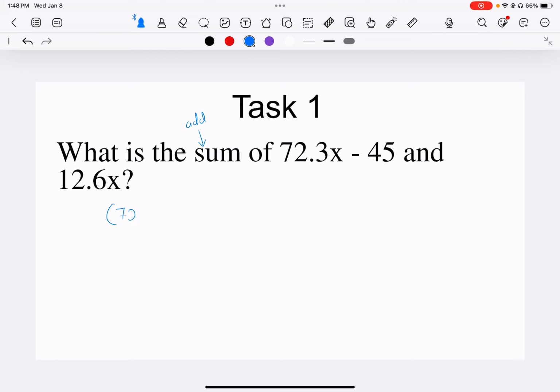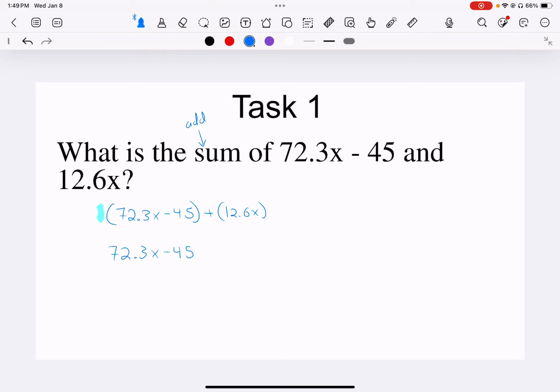So I have (72.3x minus 45), that's one expression, plus this other expression of (12.6x). Even though it's just one term, it's still an expression. Now I need to get rid of my parentheses. There's no number in front of this first expression to distribute, so I can just remove it from the parentheses. 72.3x minus 45.